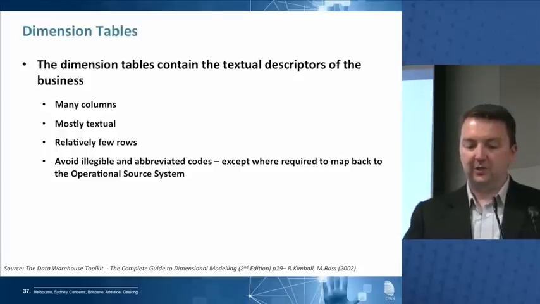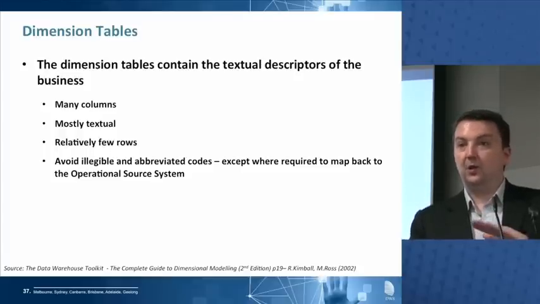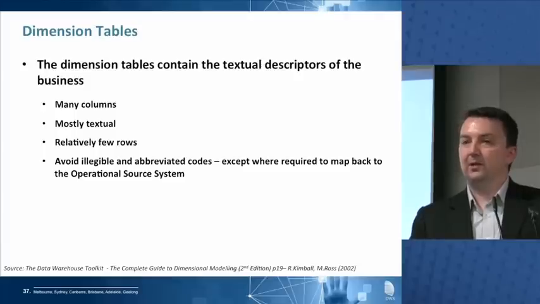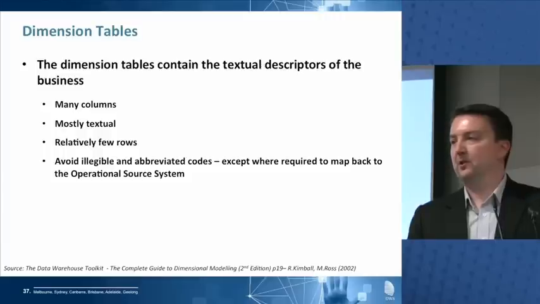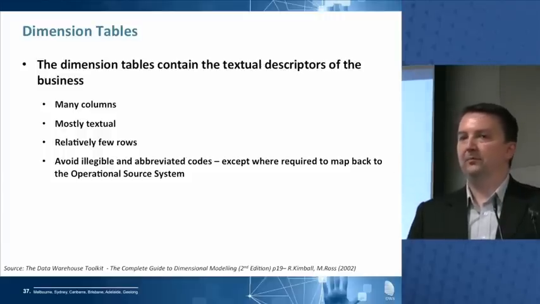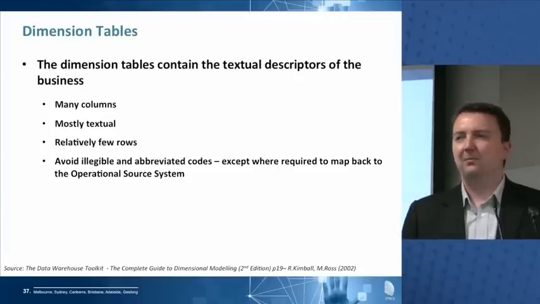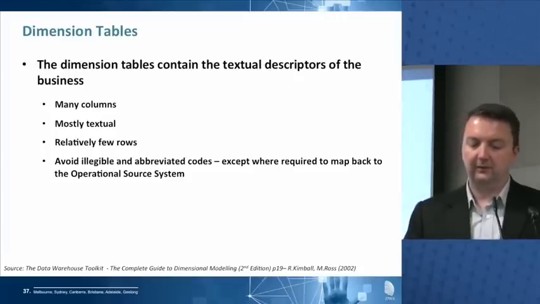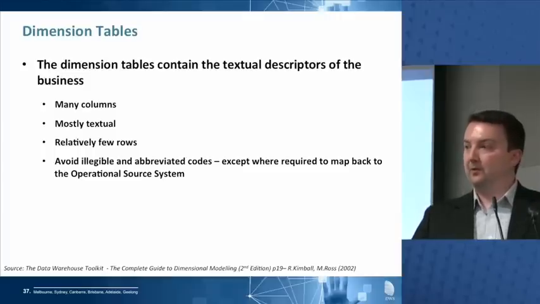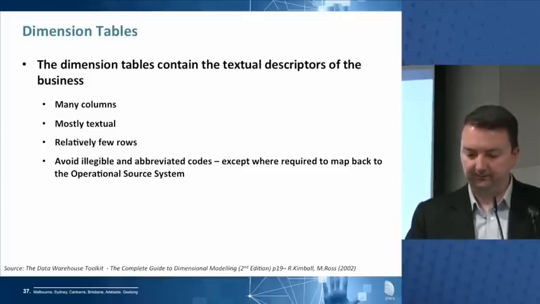So dimensions tend to not have so many rows. Okay, there are some dimensions that are huge, like if you looked at Coles, for instance, the product dimension of Coles, you'd see hundreds of thousands of individual products in there. Most dimensions are not like that. Okay, they have relatively few rows, but they've got lots of ways of describing them, so they're very, very wide.